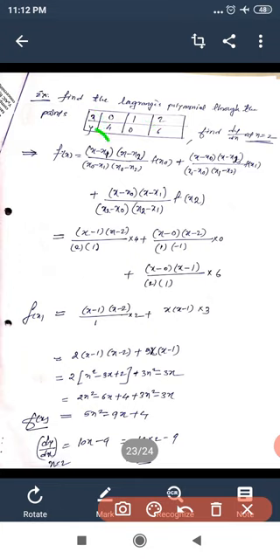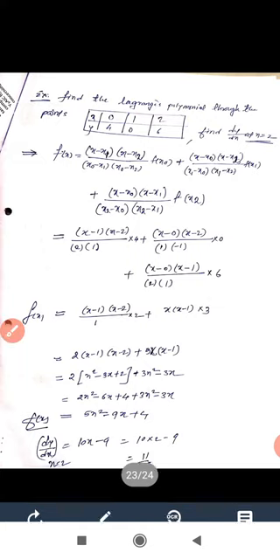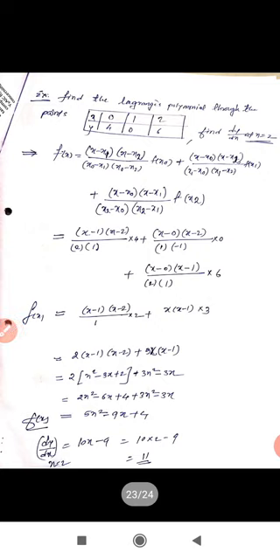Similarly, substitute all values and we get the polynomial f of x. If we simplify this, we get the polynomial 5x square minus 9x plus 4. This is the function f of x. Now that is your y. Suppose y is equal to 5x square minus 9x plus 4. If we differentiate this f of x, the derivative of 5x square is 10x, and the derivative of minus 9x is minus 9. So dy by dx is 10x minus 9.